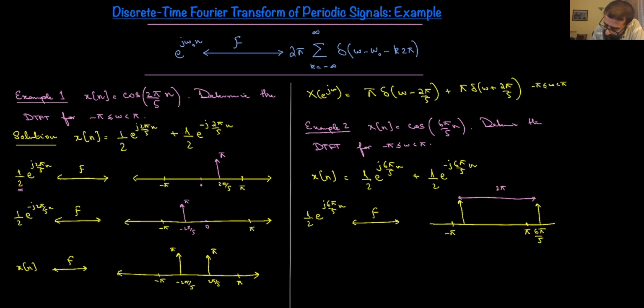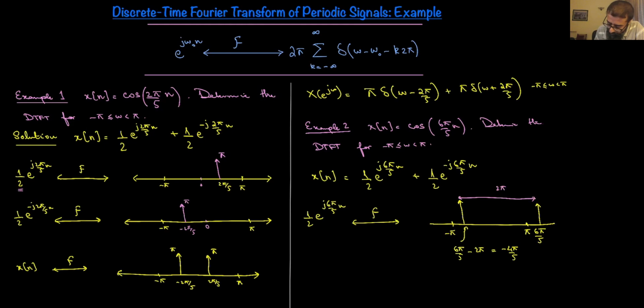And this is going to be 6 pi by 5 minus 2 pi. So this is 10 pi, so this is minus 4 pi by 5. Right, so this is where the impulse is going to be within the interval minus pi to plus pi.